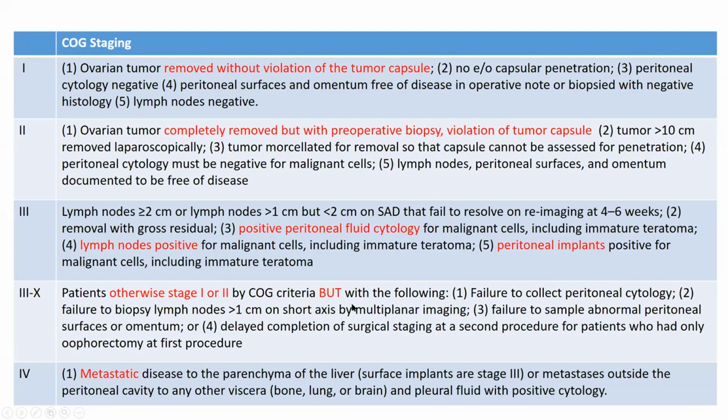In stage 3x, it would otherwise be like stage 1 or stage 2, but there is a failure in adequate surgical staging, like failure to collect peritoneal cytology or failure to biopsy the abnormal area. This will come under stage 3x. And stage 4 is metastatic disease, metastasis to liver parenchyma. But surface implants on the liver will come under stage 3, or metastasis outside the peritoneal cavity or other viscera.